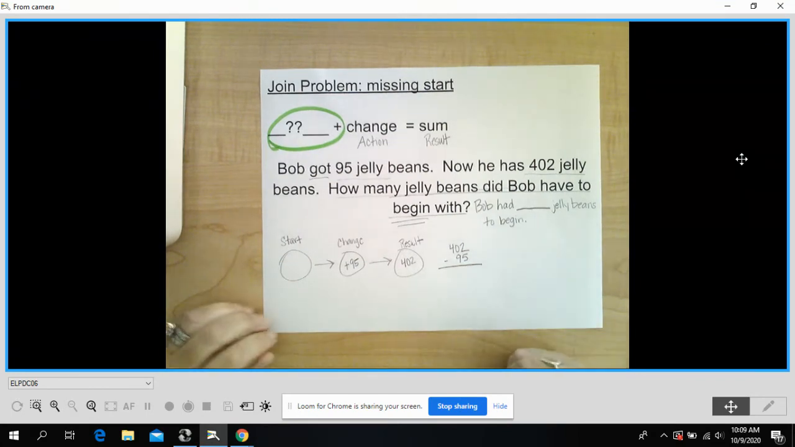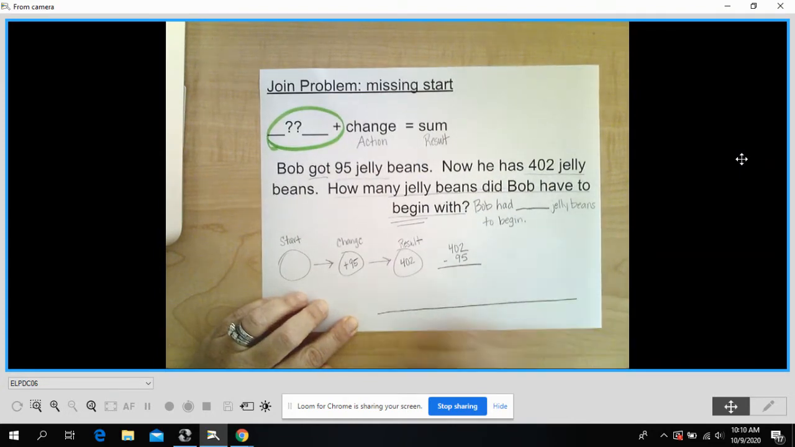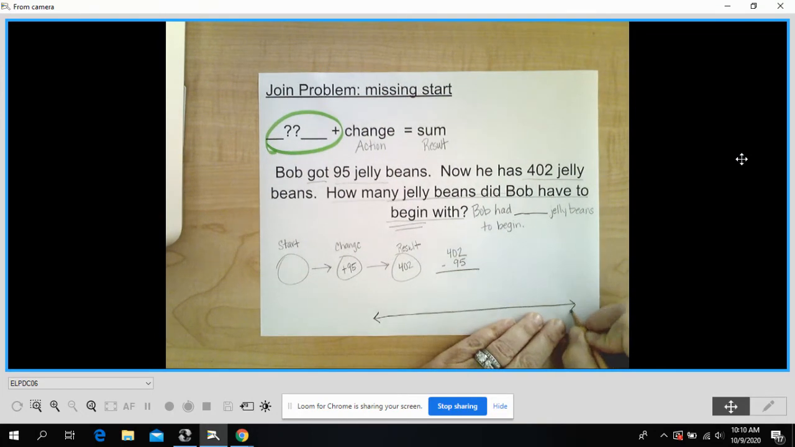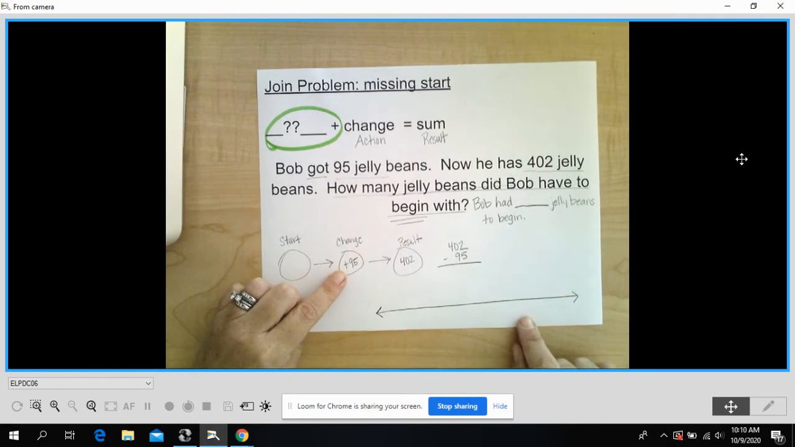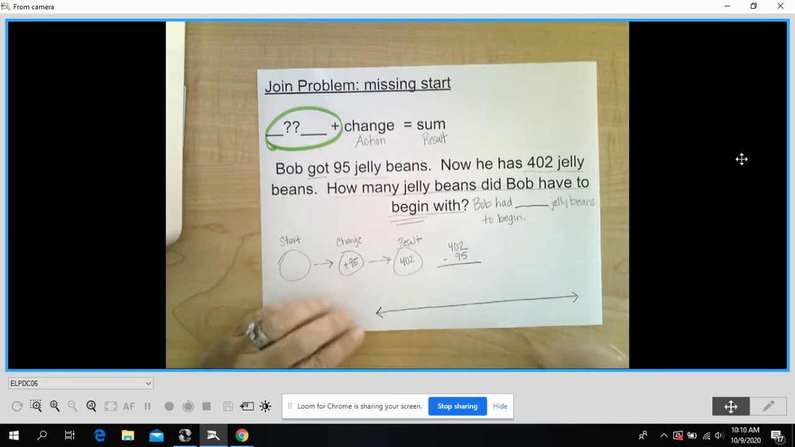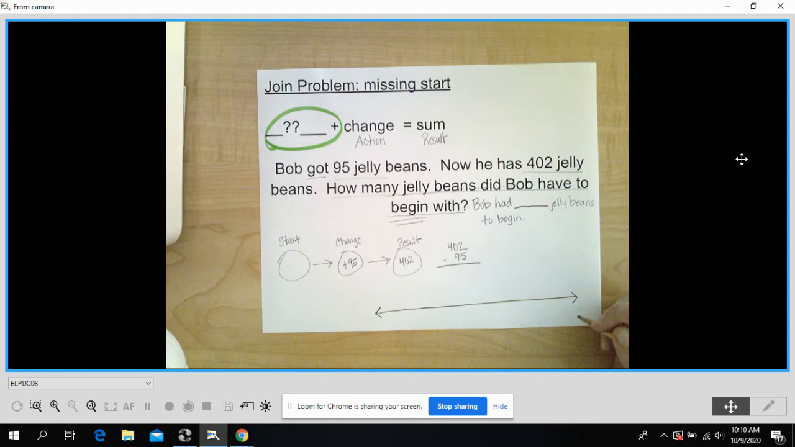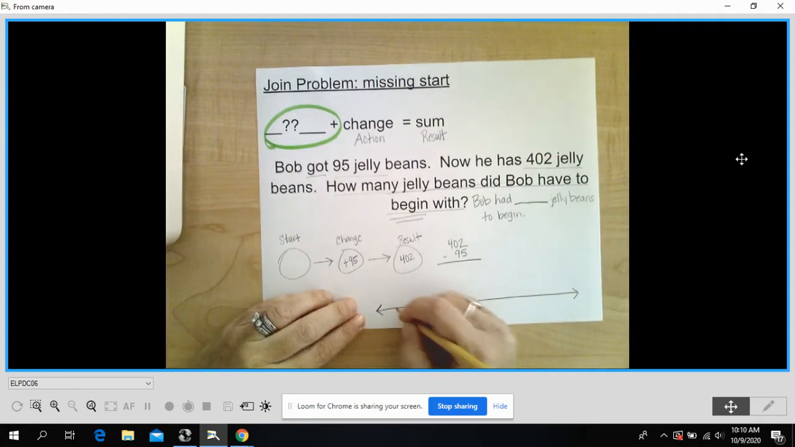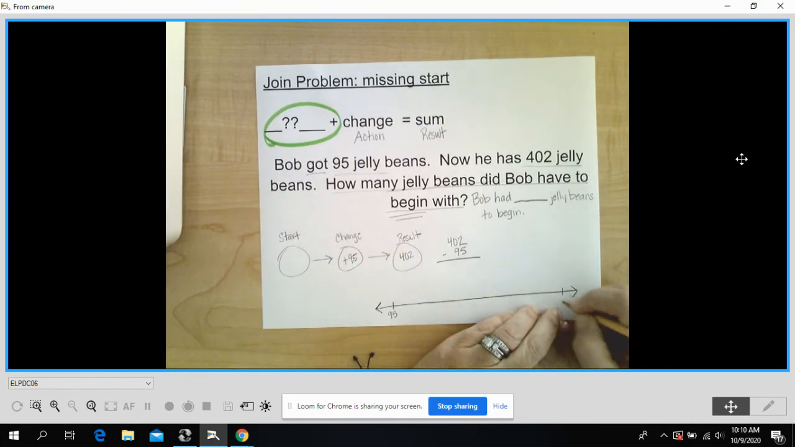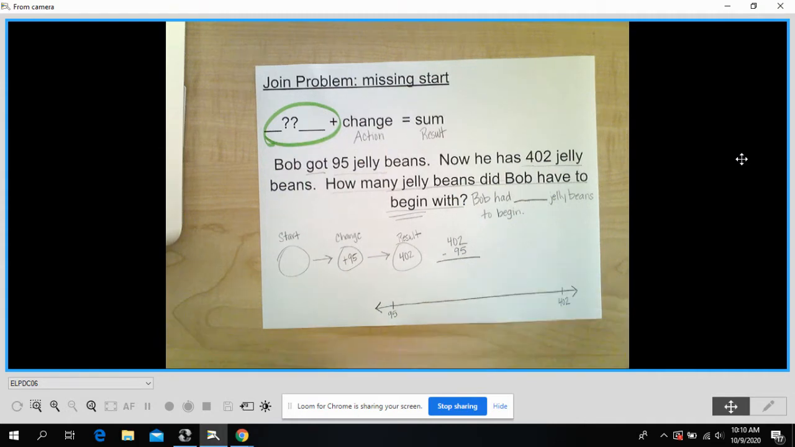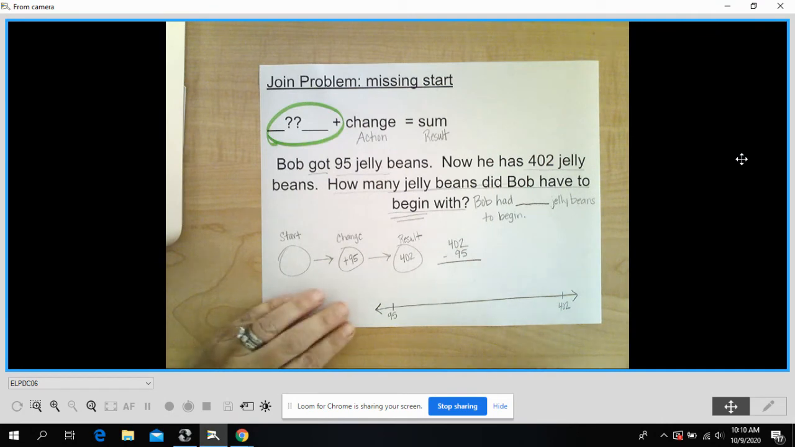Okay? I can also do this one on a number line. Let me show you real quick. Remember, a number line is mine. I can do anything to it I want. This time I'm going to start my number line with 95, and I'm going to take my number line all the way up to 402. Okay? Here we go. And those are the two numbers that I know right now in my problem.